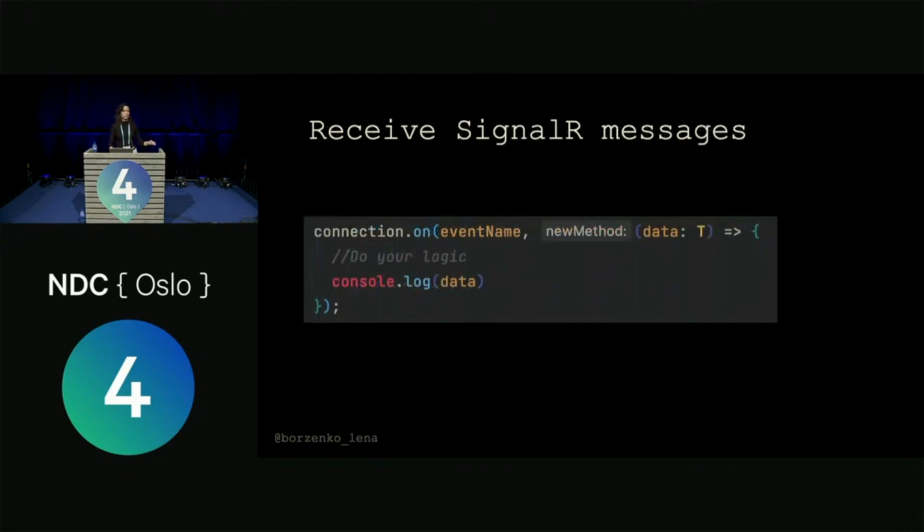This is how we can subscribe to specific events. We can say connection on and specify the event name. So when there is a change happening, for example, a movement was created or stock information was updated, we subscribe to it, and then we can provide business logic for how we're going to handle our change, how we're going to handle this message.